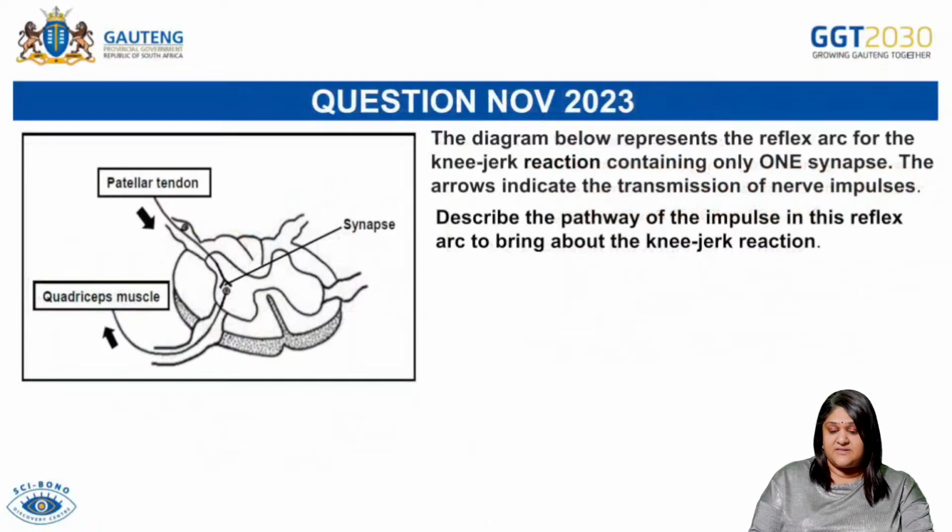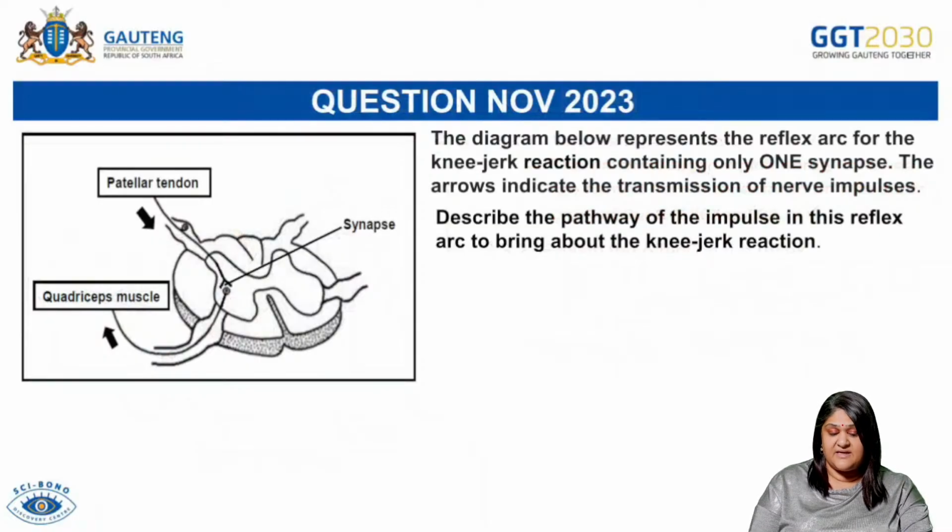So this one was last year's question paper. It was a diagram representing the reflex arc for the knee-jerk reaction containing only one synapse. The arrows indicate the transmission of nerve impulses. Describe the pathway of the impulse in this reflex arc to bring about the knee-jerk reaction.